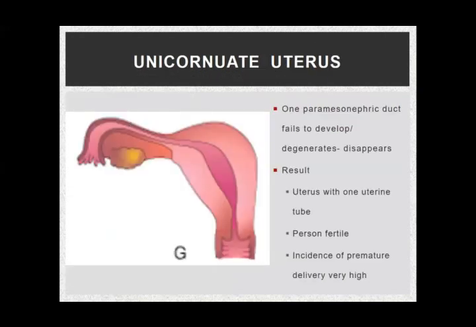This unicornate uterus, just one horn, a small uterus, एक side का horn, this side, the mesonephric duct on this side, या तो develop ही नहीं हुई, या फिर ये कि develop हुई थी but degenerate कर गई, whatever. जब degenerate करके वो disappear कर गई, whatever happened, just one paramesonephric duct that develops into the uterus. As a result, one horn of the uterus with one uterine tube.